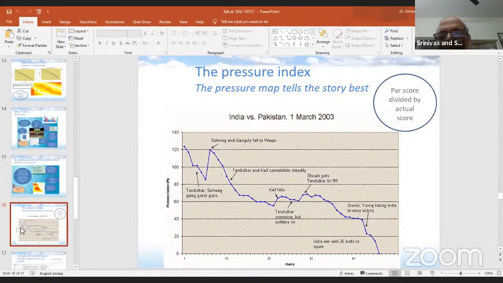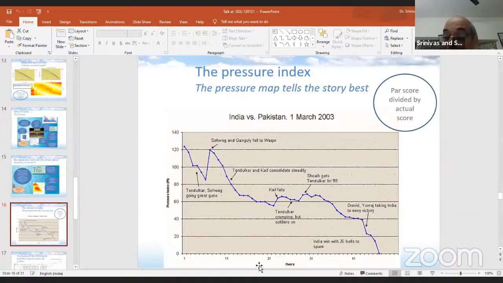You first want to know how many wickets, then you want to know how many overs are bowled. And then you ask three or four questions that allow you to decide who's going to win in your mind. So the idea of a pressure index was that I'll tell you one number. If that number is more than 100, then the side that is chasing is losing. If that number is below 100, then the side that is chasing is winning. That was the idea of a pressure index.